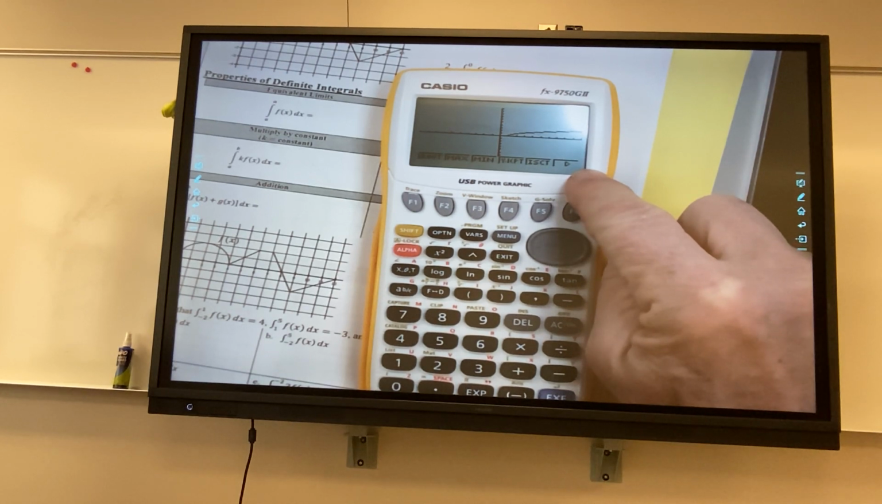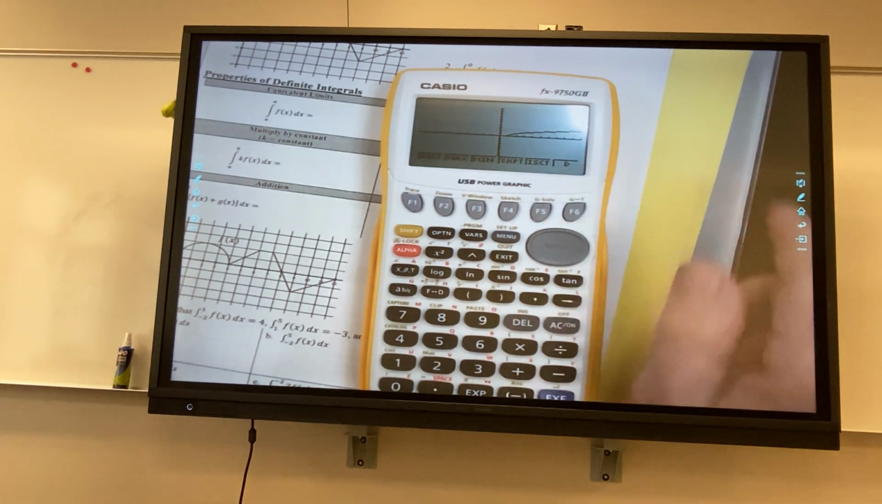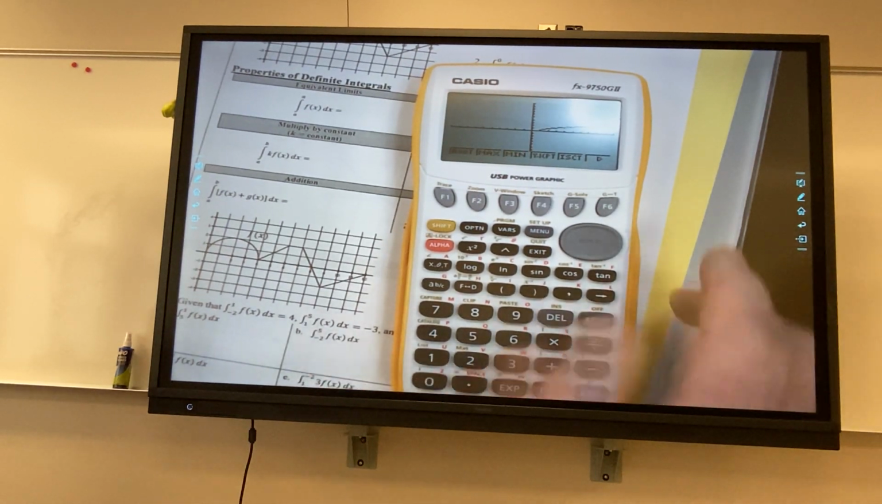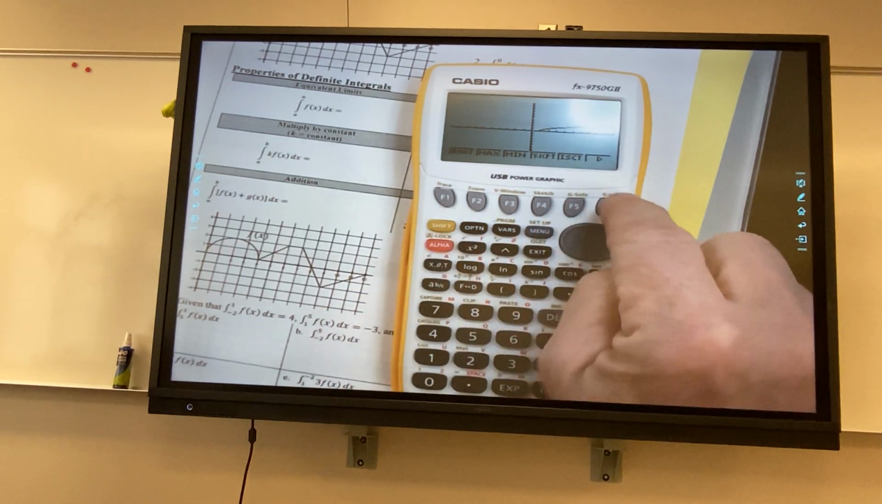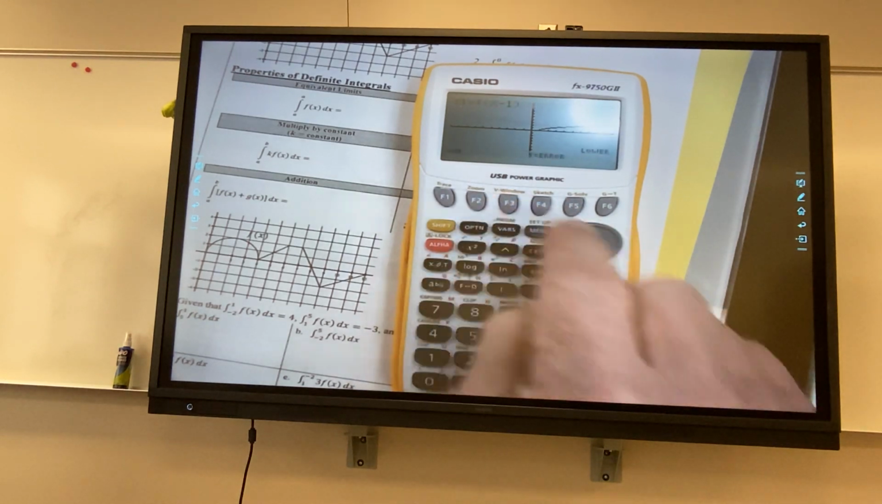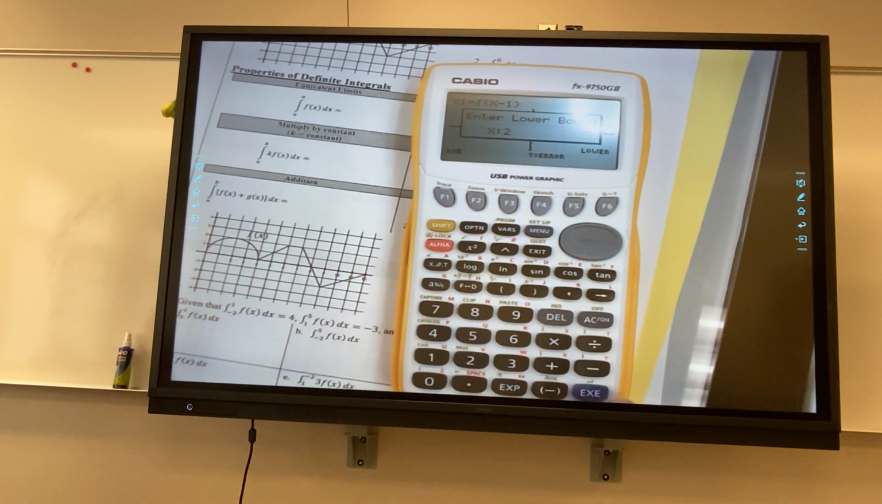F6. Should have an arrow above it. Do you see where it says integrate F3? And I'm going to put in 2 for the lower bound, 3 for the upper bound. It should shade it in, and I get 1.219. Yeah, I accidentally did 1 to 2.